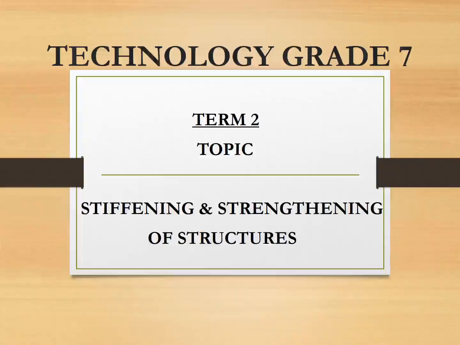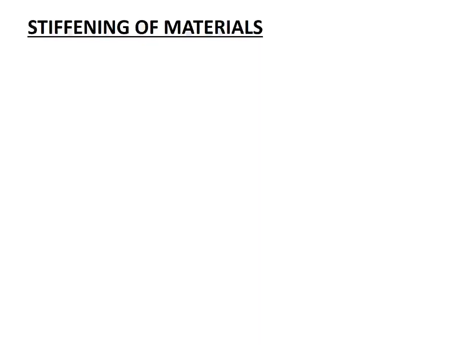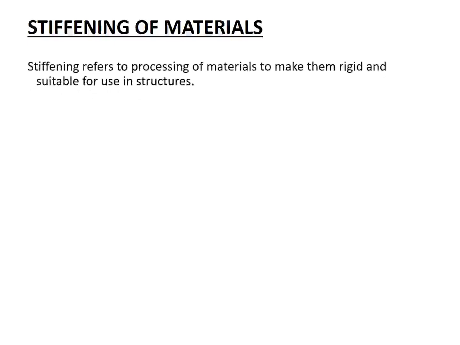Today's lesson is based on the grade 7 technology, term 2, and the topic is stiffening and strengthening of structures. Let us straight away start with the stiffening of materials in order to make structures very strong. In this regard, stiffening refers to the processing of materials to make them rigid in order for them to be suitable to be used in structures. With rigid, we refer to making materials strong enough not to easily bend.